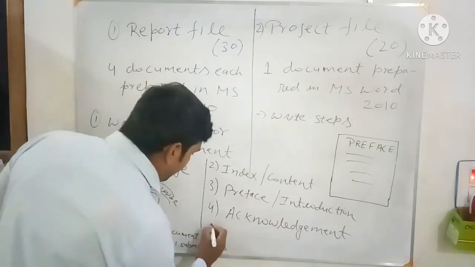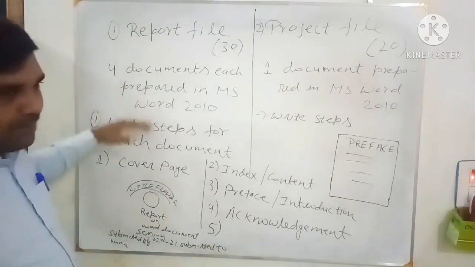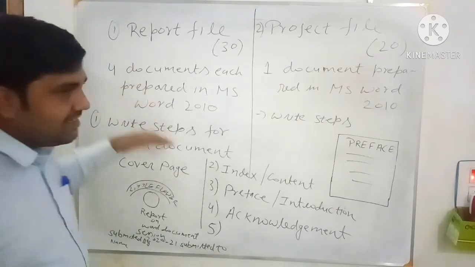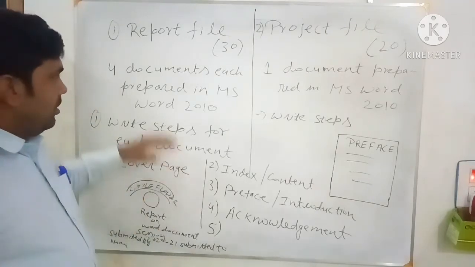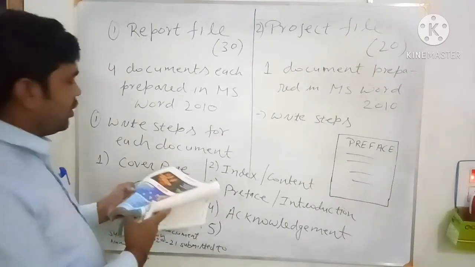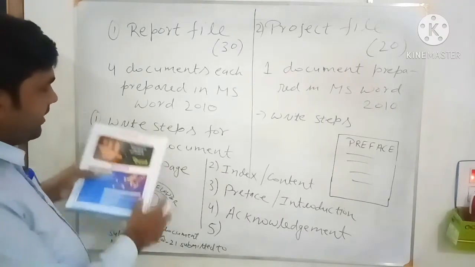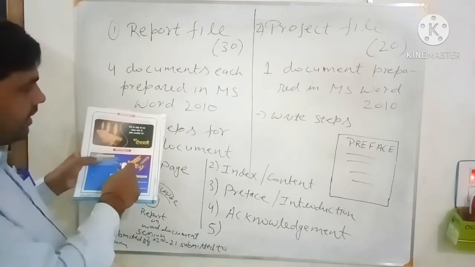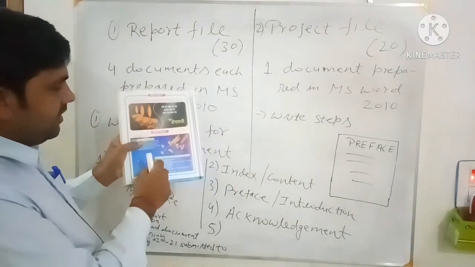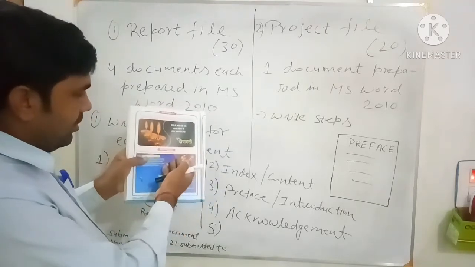Now after that, on the fifth place, you will put your documents: first document, second document, third document, and fourth document. And while you are placing a document, you write its steps also. Suppose the first document you have prepared is the greeting card. You place the greeting card, and below it you write its steps.